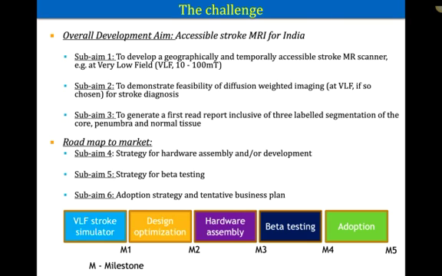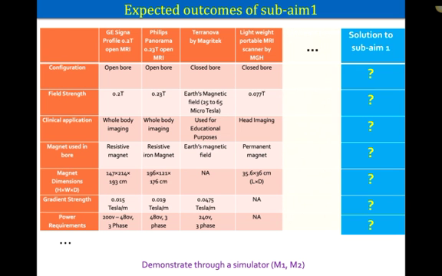So, if you put all this down in time, you would derive milestones 1 to 5 based on the blocks that you see at the bottom. The expected outcomes of the first aim would be the technical specifications of such a magnet in comparison with some of the other scanners shown in this table. The table by no means is conclusive or comprehensive in either the rows or the columns, but these are the numbers that need to be derived through simulator M1 and M2.